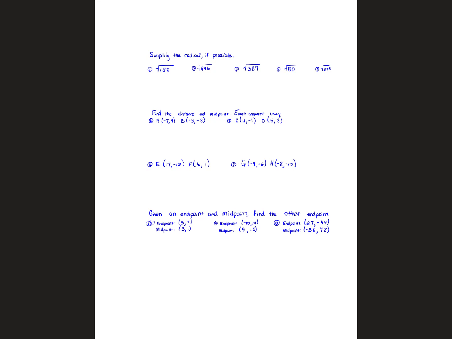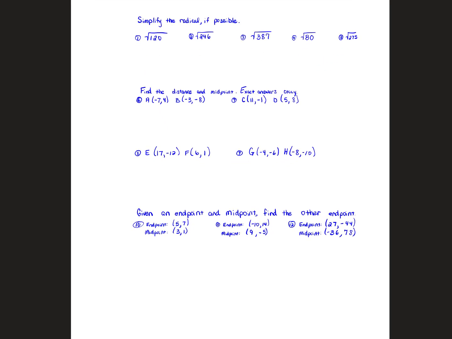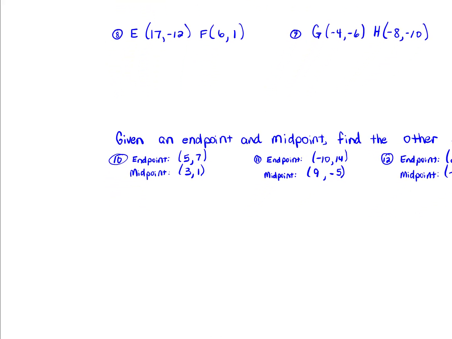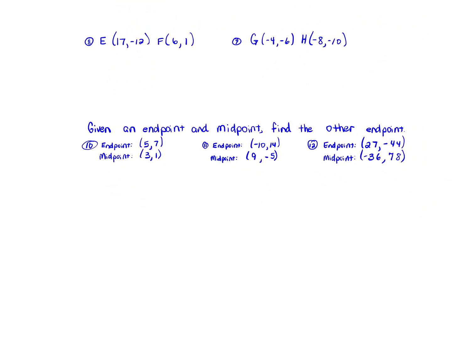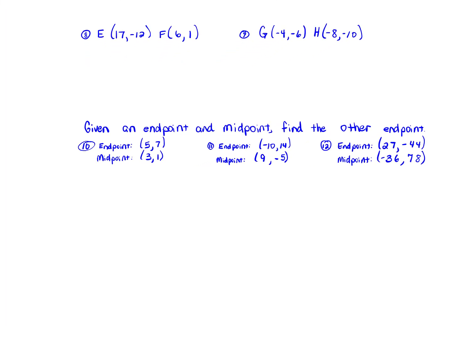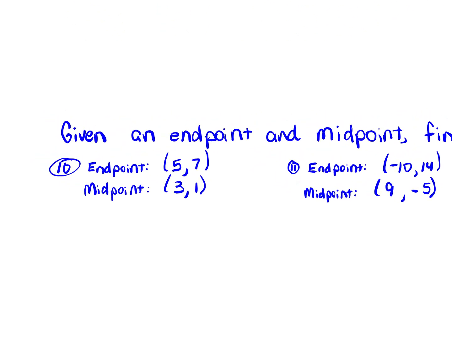So the first 5 from the homework are just simplifying the radical, so you just have to find the factors. The next 4, you have to find the distance and the midpoint of all 4 of those, so leave your answer in a square root, but make sure it's simplified. For the last 3, you're given an endpoint and the midpoint, and we have to find the other endpoint. So we're working backwards here.